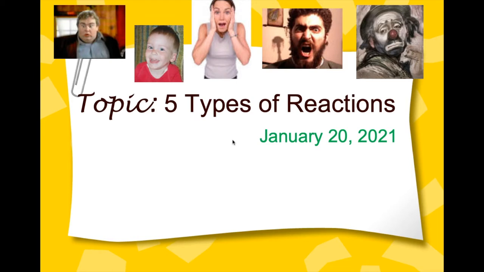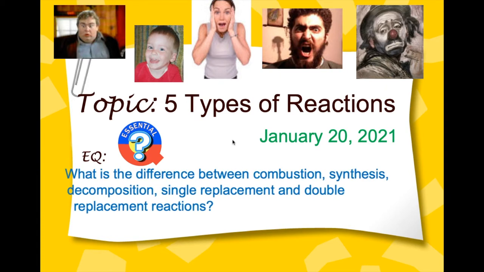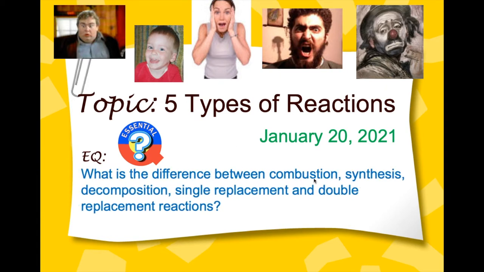So then after you set up your topic and date, our essential questions we're going to answer in this lecture are: what is the difference between combustion, synthesis, decomposition, single replacement, and double replacement reactions? The idea here is that we can classify reactions in certain ways, which will help us understand the chemistry that's going on. Like if we know something is synthesis, that helps us predict what's going to happen on the product side, or combustion or double replacement. It will help us as chemists tell the story of what's going on.